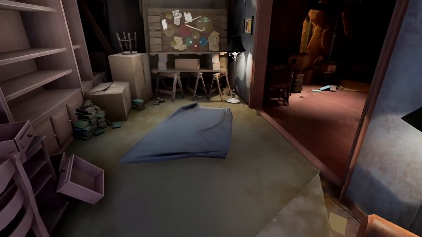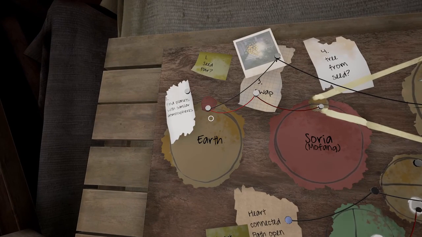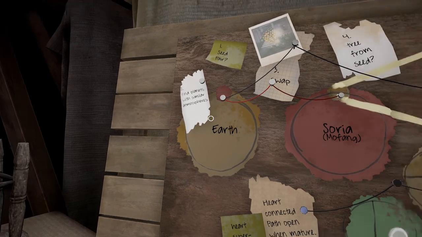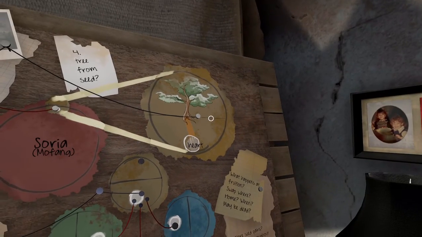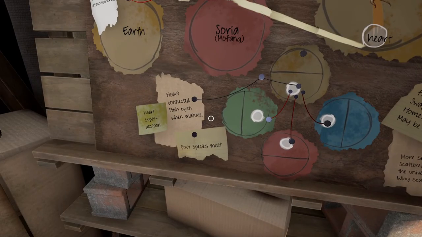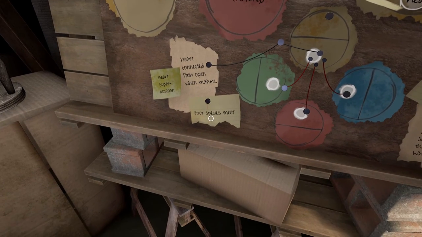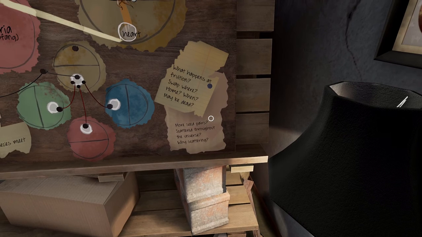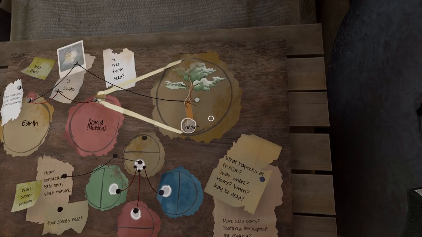Love how the record button's broken. Okay, so 1. Seed pair. 2. Find planets with similar atmospheres. 3. Swap. 4. Tree from seed. Heart connected paths open when mature. Heart superposition. 4 species meet. What happens at fruition? Swap sphere home when maybe dead. More seed pairs scattered throughout the universe. Why scattering?